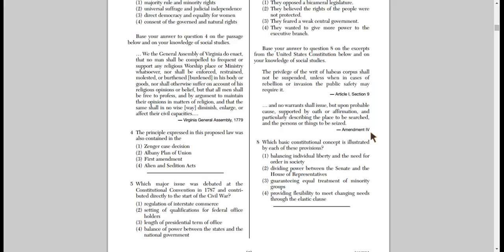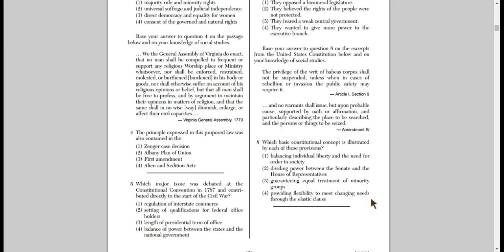And then we have Amendment 4. And no warrant shall issue but upon probable cause, supported by oath or affirmation, and particularly describing the place to be searched and the persons or things to be seized. All right, so which basic constitutional concept is illustrated by each of these provisions? 1, balancing individual liberty and the need for order in society. 2, dividing power between the Senate and the House of Representatives. 3, guaranteeing equal treatment of minority groups. 4, providing flexibility to meet changing needs through the elastic clause. So go ahead, pause, get rid of 2, choose your answer, and come back.